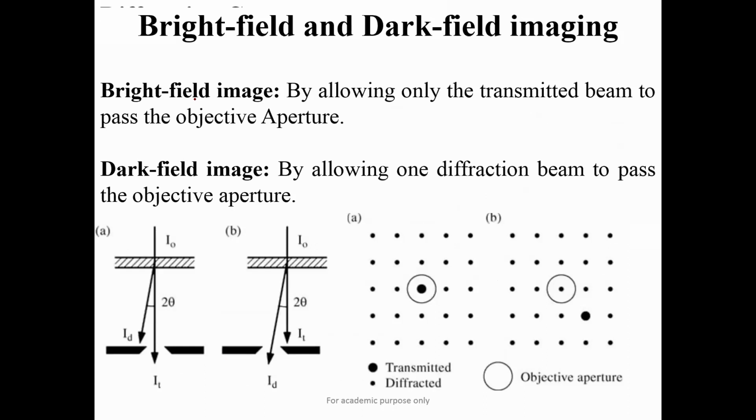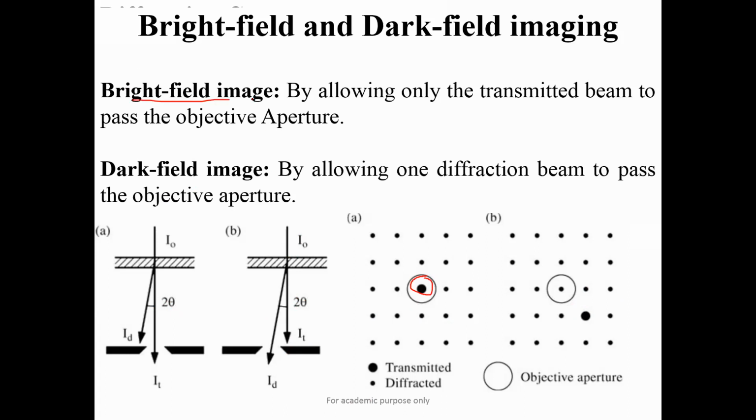Now this is again an important thing, bright field image and dark field image. Suppose we allow only the transmitted beam to pass through the objective aperture, that is known as a bright field image. If we somehow stop the transmitted beam, that is known as a dark field image. It's clear from here. So this is a transmitted beam. Suppose if we stop it like this, we will get a dark field image. But if we allow it to pass through, we will get a bright field image.